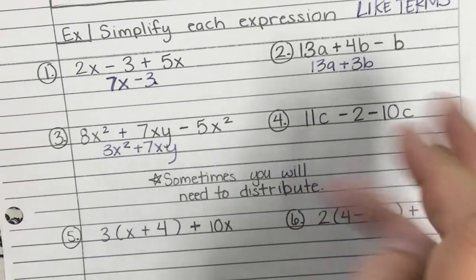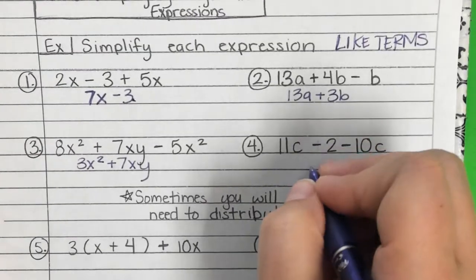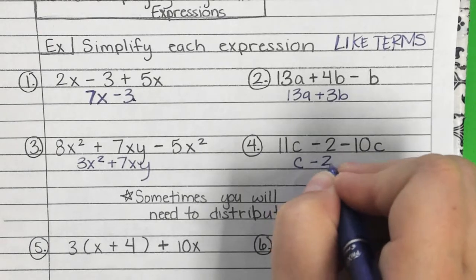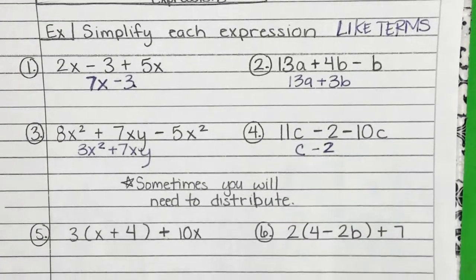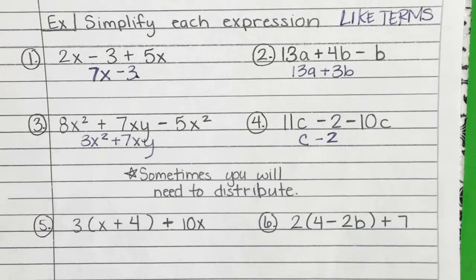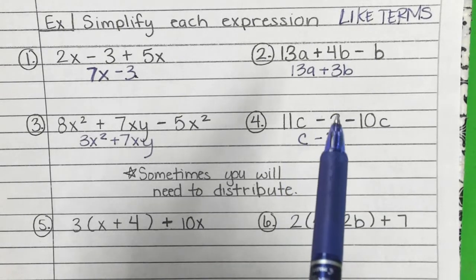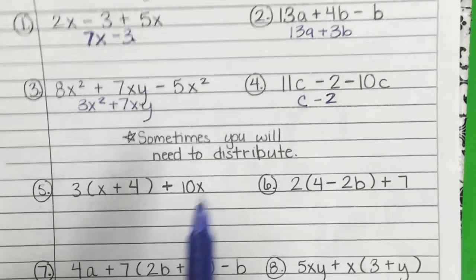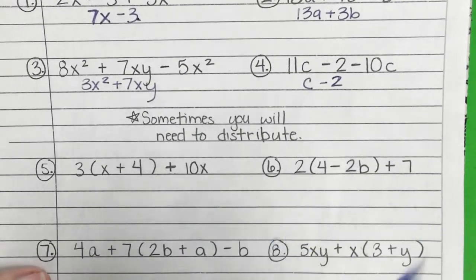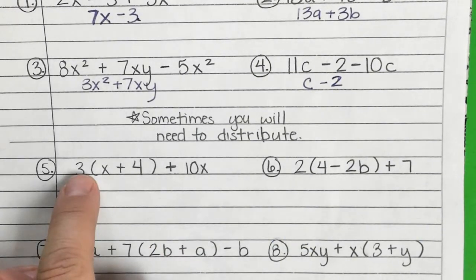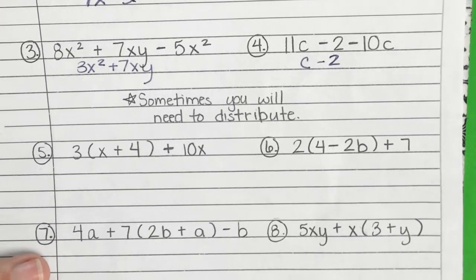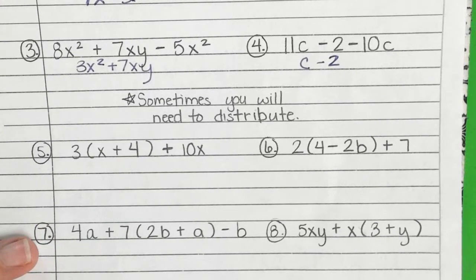Do I have to write 1c? No, I can write c. Minus 2. You guys are catching on. Now, like we talked about yesterday, the distributive property. I can't simplify like this until I have distributed if there is a number outside of parentheses. So we're going to take what we did yesterday and combine it with the simplifying today.